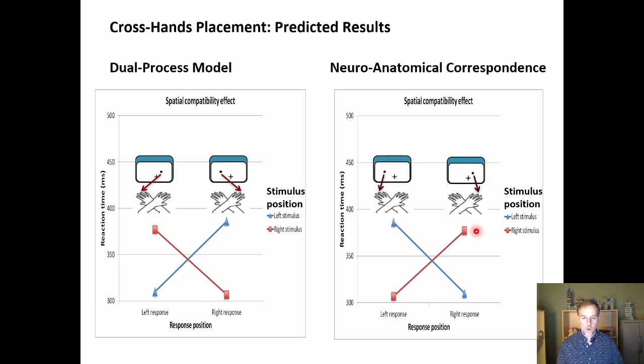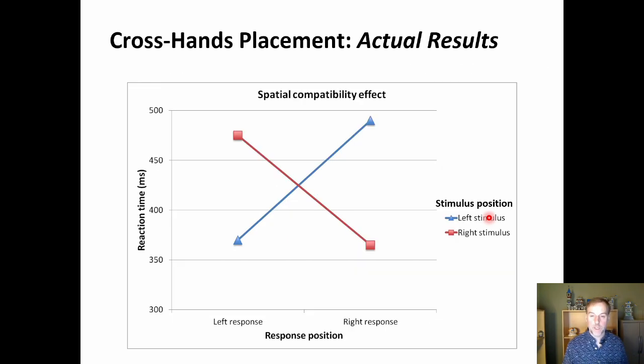And I couldn't fit on all the little pictures, but if we look at ipsilateral, in the dual process model, what does it predict will be slower? It says contralateral will be slower. What about neuroanatomical correspondence? What does it predict will be slower? It says ipsilateral will be slower. So that's opposites. So what are the actual results? Here are the actual results. Now take a minute to think: do these results support the dual process model or neuroanatomical correspondence?